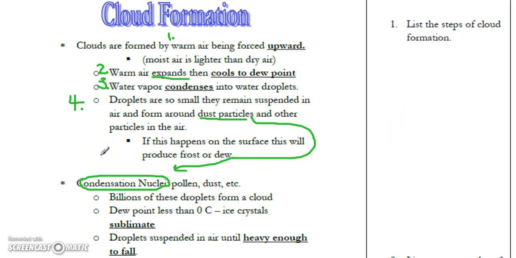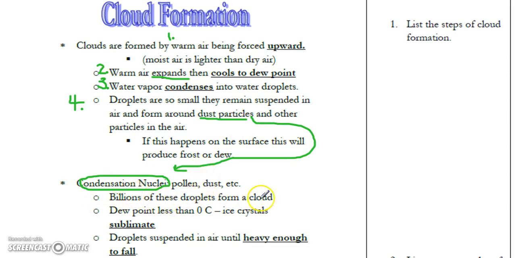Now at the surface, we can see instead of attaching to dust particles, they can actually attach to grass. Okay, so if these droplets attach themselves to grass, that would be known as dew. You can sometimes see droplets attaching themselves to your glass or your soda can, okay, from that condensation. Or, you know, if the temperature is not warm enough for dew, that's also frost, okay?